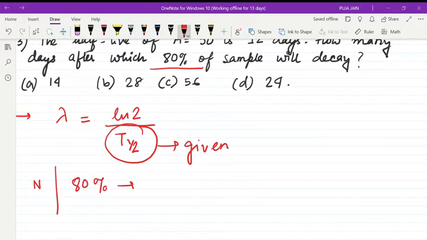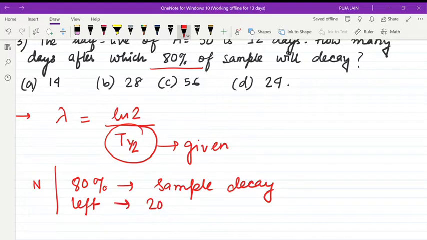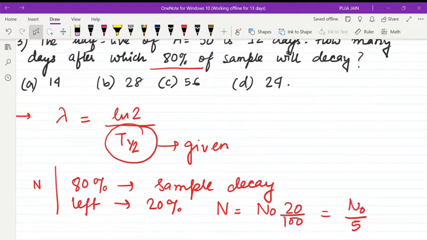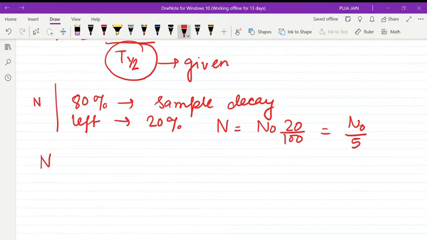80% of the sample is decaying. So the amount of the sample left is how much? 20%. So N is what? N0, 20%, that is N0 by 5. Okay, so we know our radioactivity law is N equals N0 e to the minus lambda t. So we need to find the value of t.